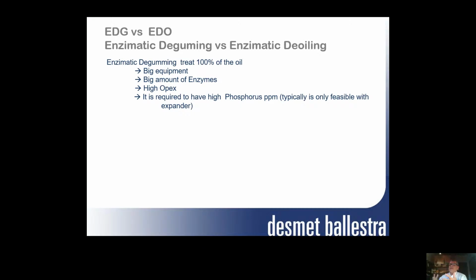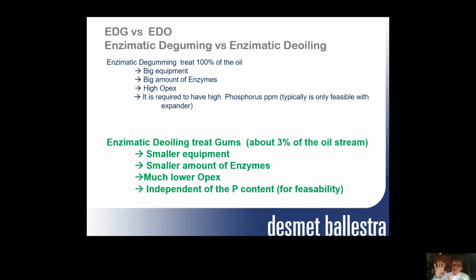Typically it is only feasible with expandate, when we treat the soya with expandate, which gives very high phosphorus content in oil, which in the case of expandate is more than 1000 ppm. So it's completely different than enzymatic deoiling. What we said before, the enzymatic degumming is completely different than the enzymatic deoiling, which treats only gums.